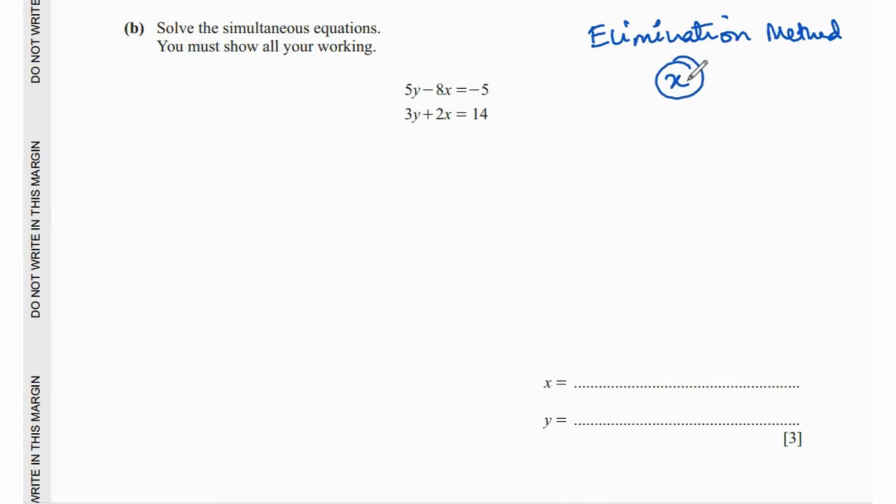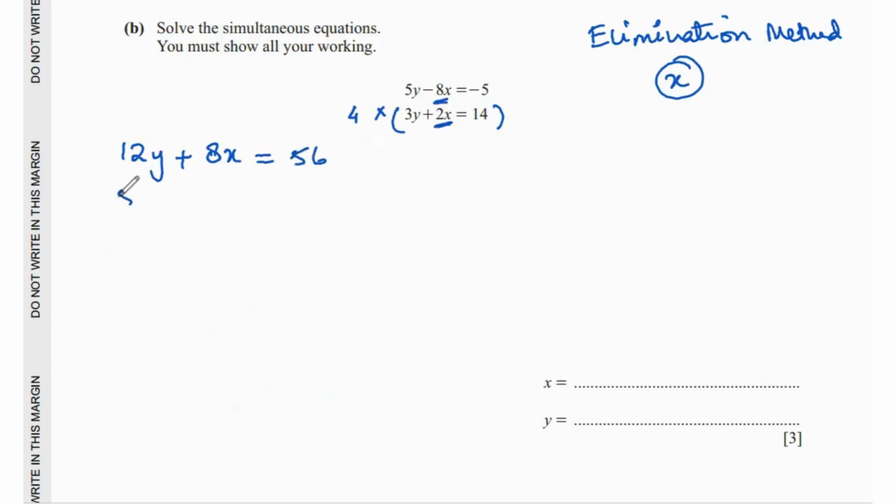To eliminate x, I need to see what are the coefficients of x in both the equations. In the first equation, the coefficient is 8. In the second one, it's 2. We need to make sure that the coefficients are equal, otherwise we cannot eliminate x. So we can easily turn 2 into 8 by multiplying the entire equation by 4. All of the terms will be multiplied by 4. So that's going to give us 12y plus 8x equals 56.